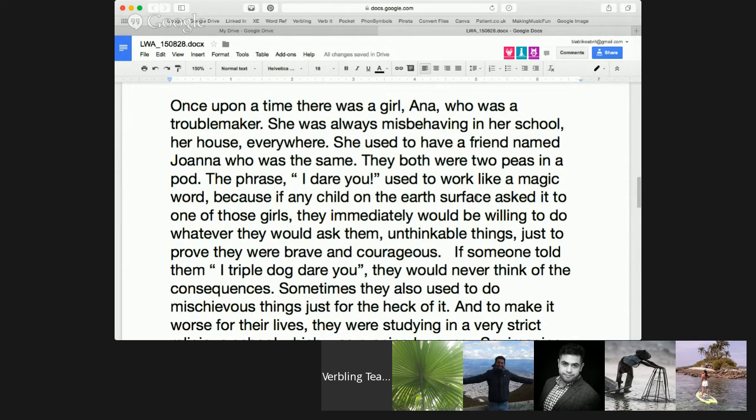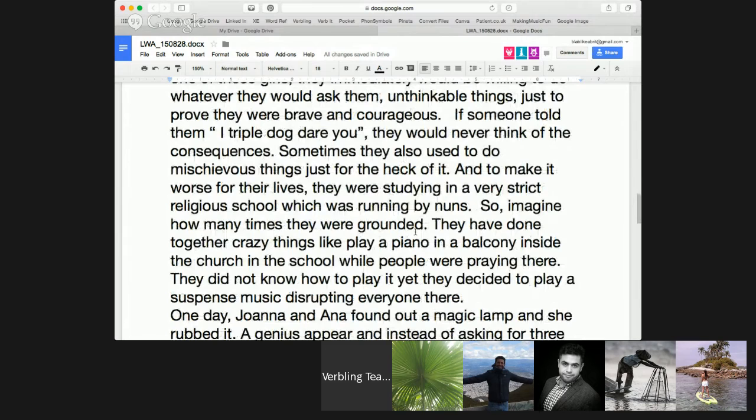The phrase, I dare you, used to work like a magic word, because if any child on the earth's surface asked it to one of those girls, they immediately would be willing to do whatever they would ask them, unthinkable things, just to prove they were brave and courageous. If someone told them, I triple dog dare you, they would never think of the consequences. Sometimes they also used to do mischievous things just for the heck of it.